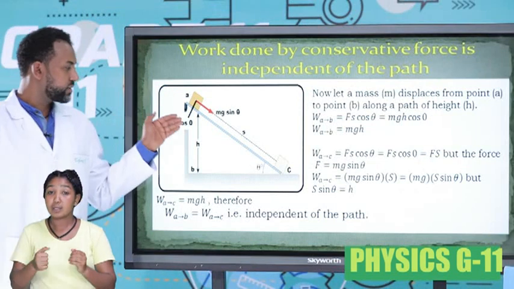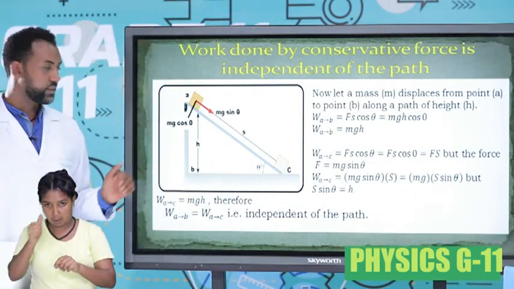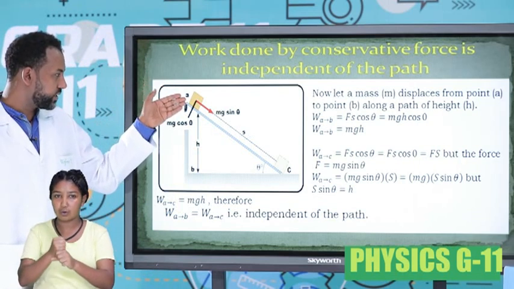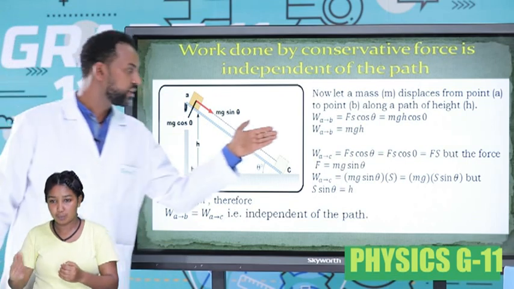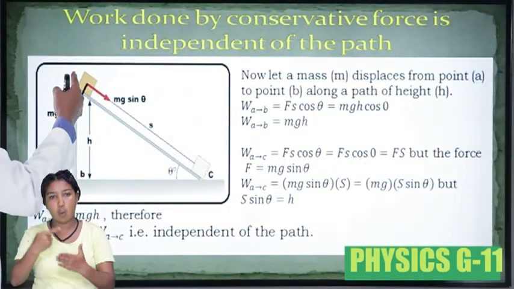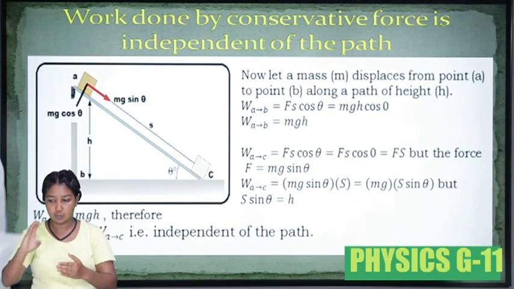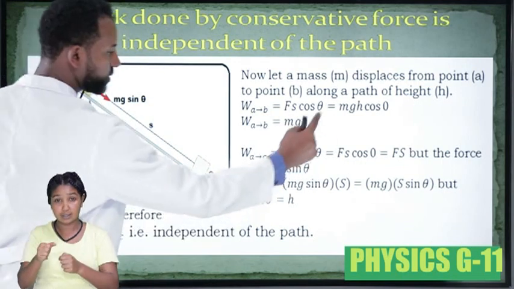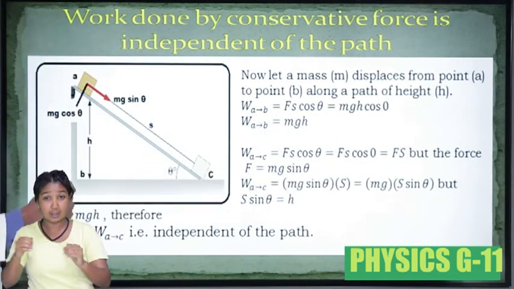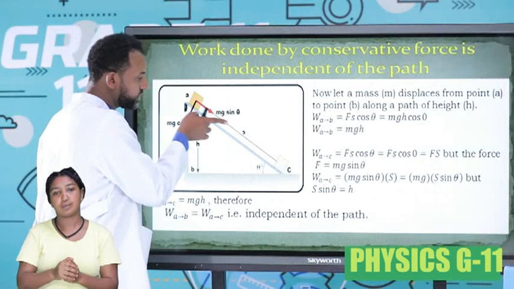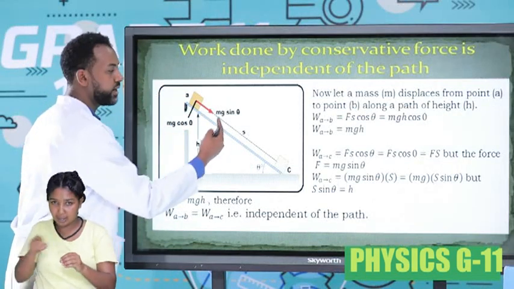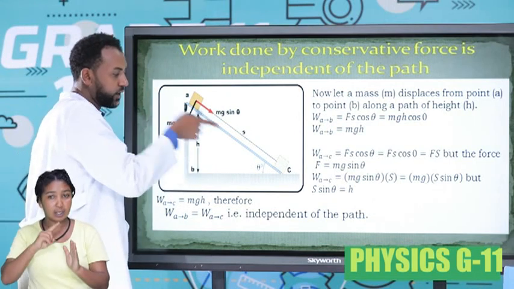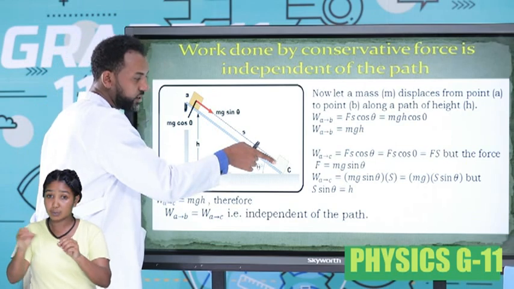And the other displacement is from A to C, the other path. So first, we found the work of this mass from A to B as mgh. What if we took this object from A to C? Well, the work done from A to C is expressed as Fs cos theta. Well, the angle theta is always the angle between the force and the displacement. The force is acting in this direction. Which force? Well, mg sine theta, the sine component of the force. Mg sine theta is acting along the path. The displacement is as well on that path.